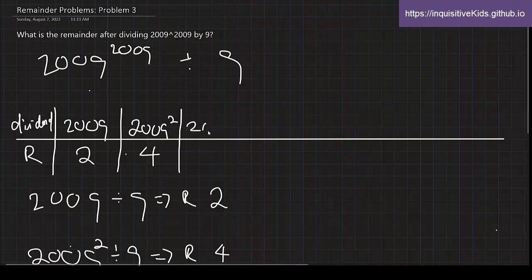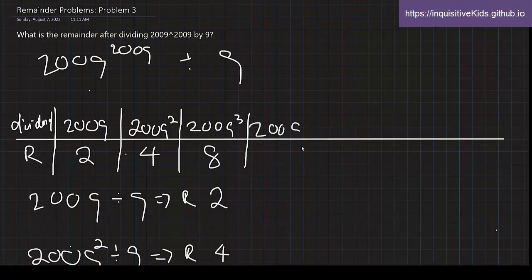Now our next one is 2009 cubed. This is three 2009s being multiplied together: 2009 times 2009 times 2009. Or you could think of it as 2009 squared times 2009 raised to the first power. So you could do 2 times 4, which were the previous remainders, and you'll get 8. We do this again.